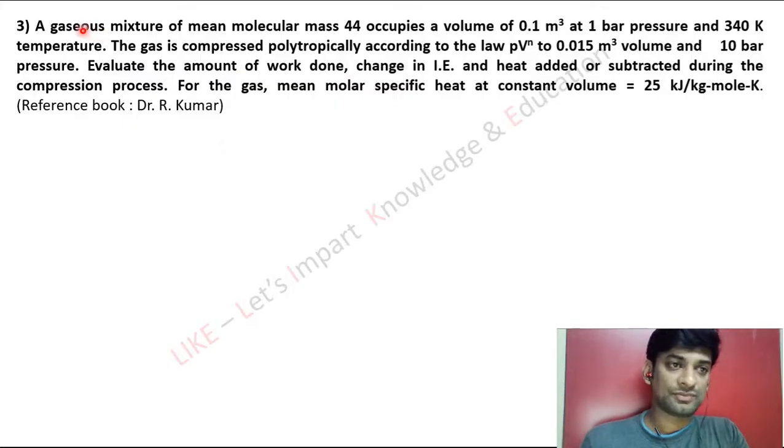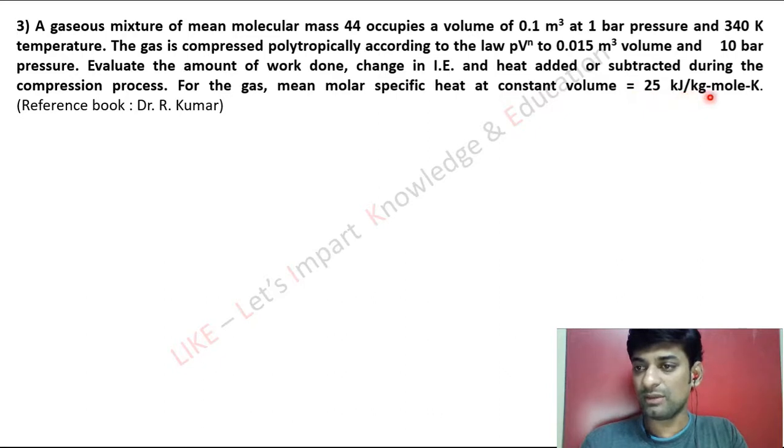Problem number 3. A gaseous mixture of mean molecular mass 44 occupies a volume of 0.1 meter cube at 1 bar pressure and 340 Kelvin temperature. The gas is compressed polytropically according to the law PV power n to 0.015 meter cube volume and 10 bar pressure. Evaluate the amount of work done, change in internal energy and heat added or subtracted during the compression process. For the gas, mean molar specific heat at constant volume is equal to 25 kilojoule per kilogram mole Kelvin.